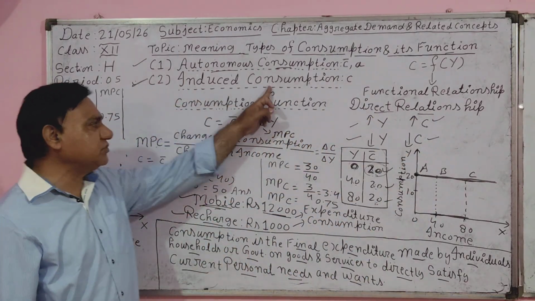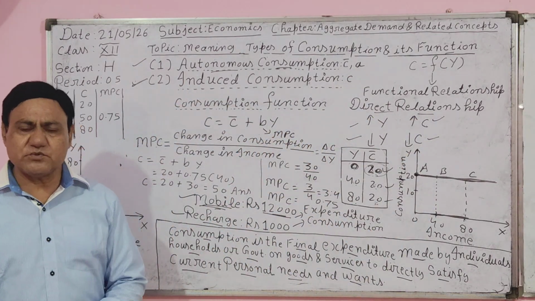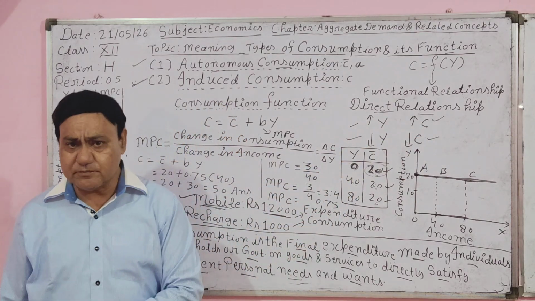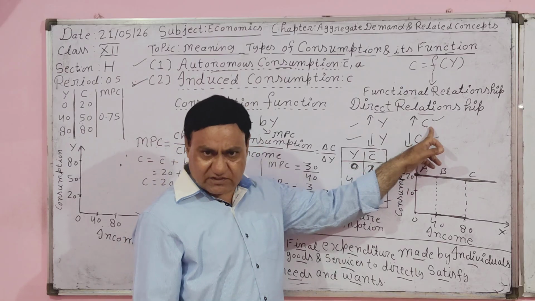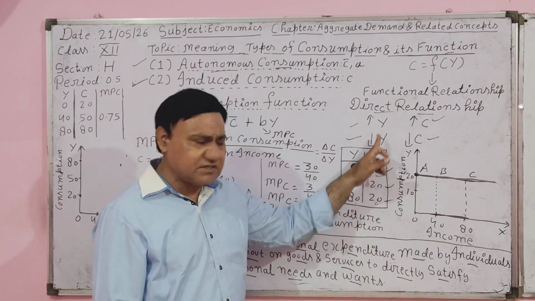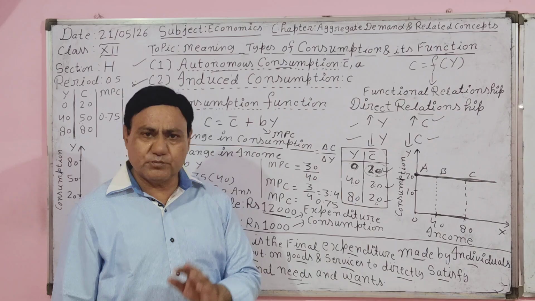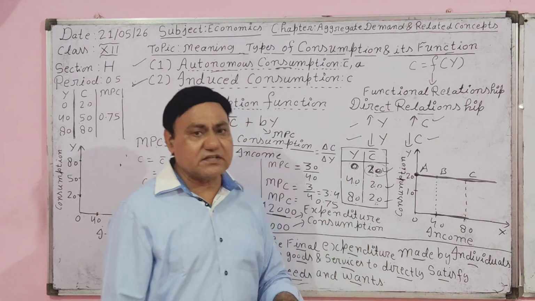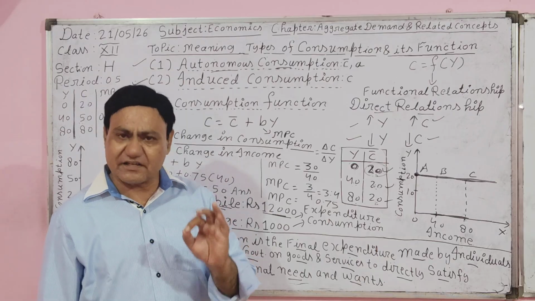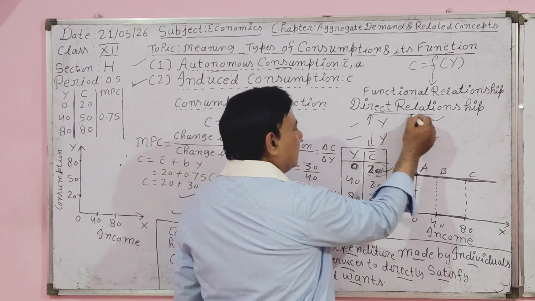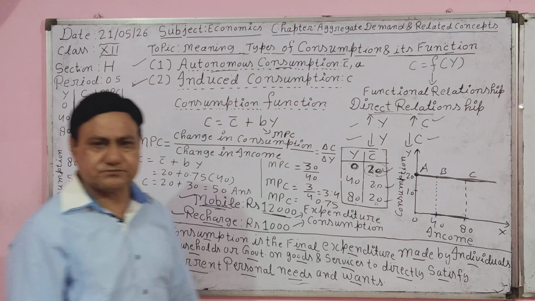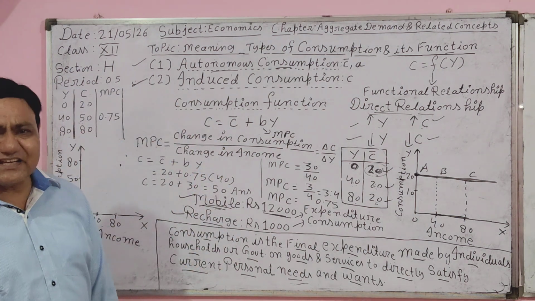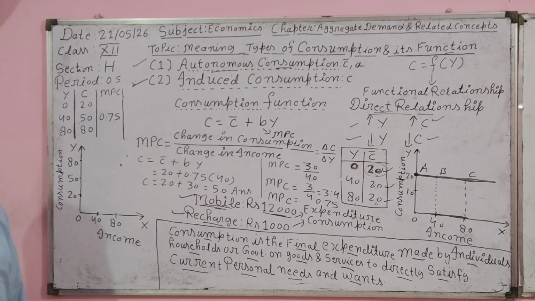It is known as induced consumption. So induced consumption is that consumption in which the amount of consumption depends upon income. If our income increases, consumption will also increase. If our income decreases, consumption will also decrease. Both move in the same direction. Income and consumption both increase, both decrease simultaneously. It shows direct relationship between income and consumption. This induced consumption can be further explained with the help of a suitable example.